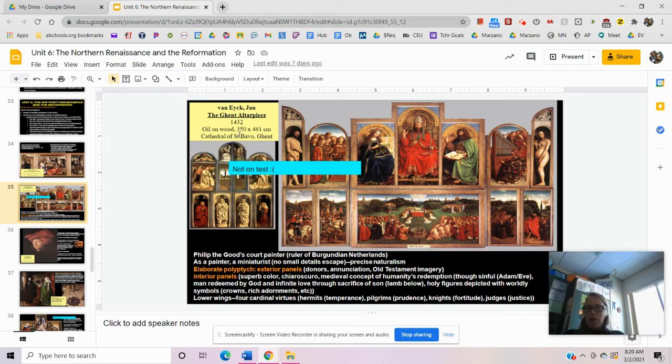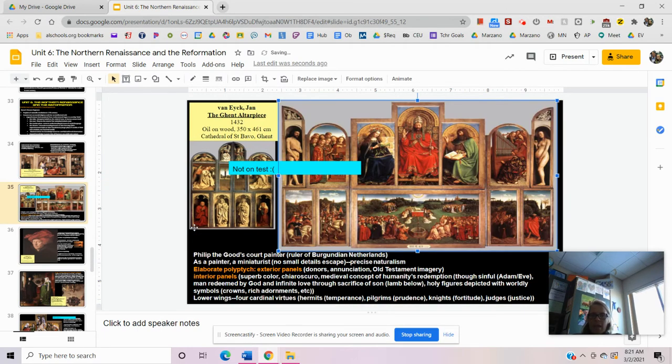1432, remember Luther was active like 1515, so we're still a long ways ahead of Luther's Reformation efforts. But this clearly is a Catholic piece pre-Reformation because it's so much focused on the storytelling and the glory of God through physical things, through material possessions.